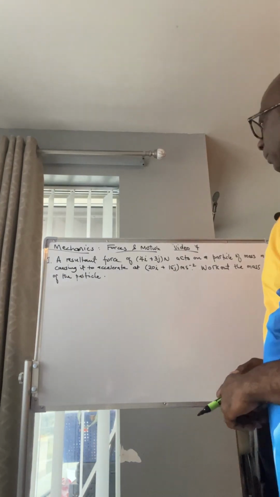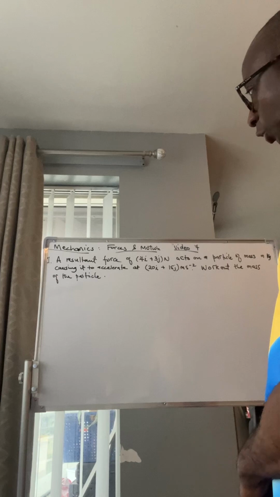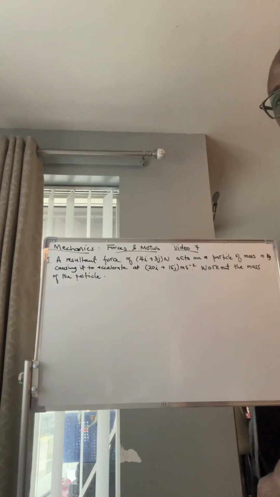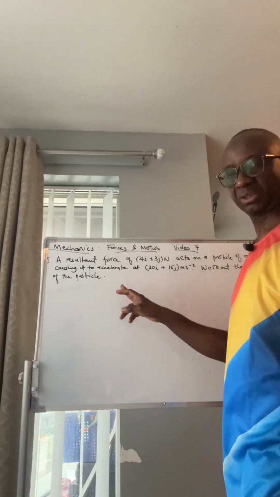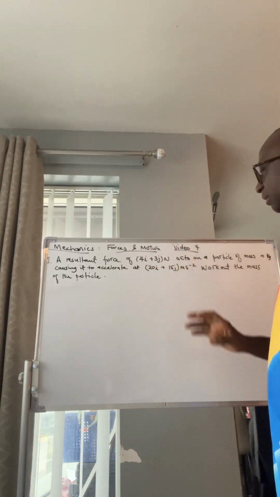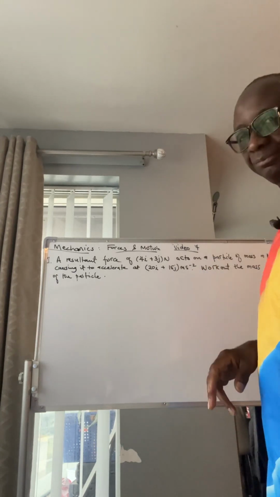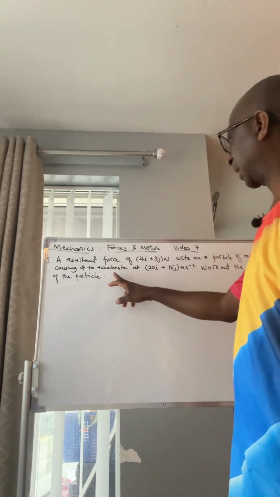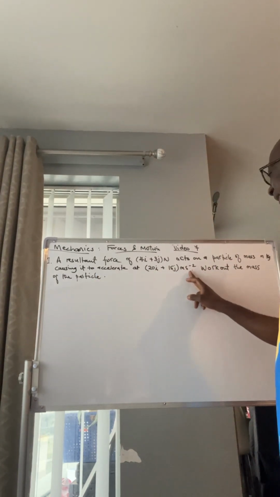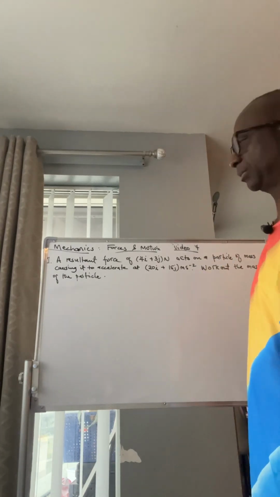We are looking at a problem here from mechanics, forces and motion. The problem reads: a resultant force of 4i plus 3j newtons acts on a particle of mass m kilograms, causing it to accelerate at 20i plus 15j meters per second squared. Work out the mass of the particle.